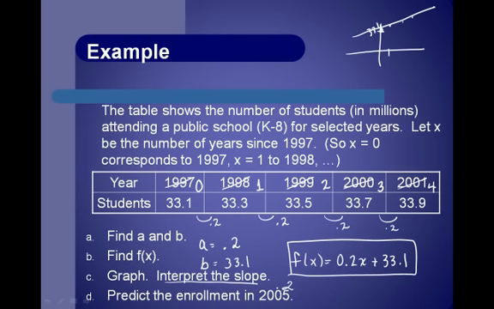Because we're dealing with the number of years since 1997, the first thing we're going to find out is how many years after 1997 is 2005. That would be 8. So 8 is the number we're going to plug into our function. So f(8) is 0.2 times 8 plus 33.1. Well, 0.2 times 8 is 1.6, plus 33.1 would give us 34.7. So in the year 2005, we would predict an enrollment of 34.7 million students.